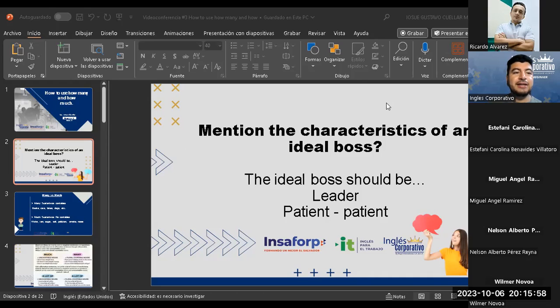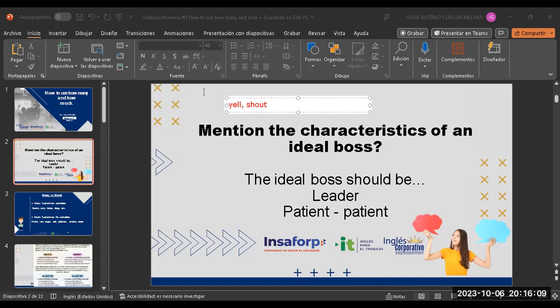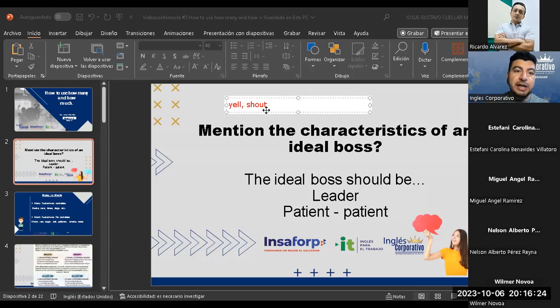When somebody yells, yell significa gritar, yell. Shout también significa gritar, pero shout es como cuando alguien, por ejemplo, grita gol. There is a soccer match, y hay un gol, por ejemplo, entonces la gente shout, grita. When you're in a concert, people shout. But when a person is angry, that person can yell at you. Puede gritarte, entonces it's yell.